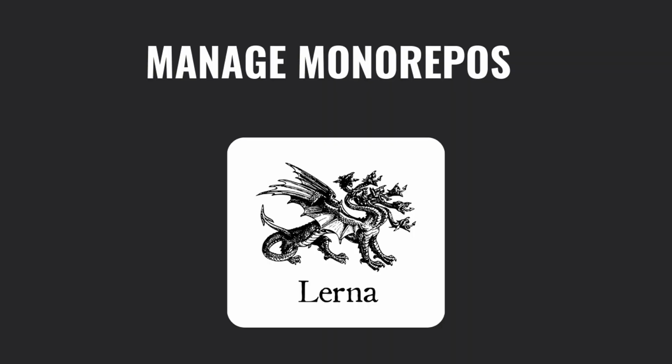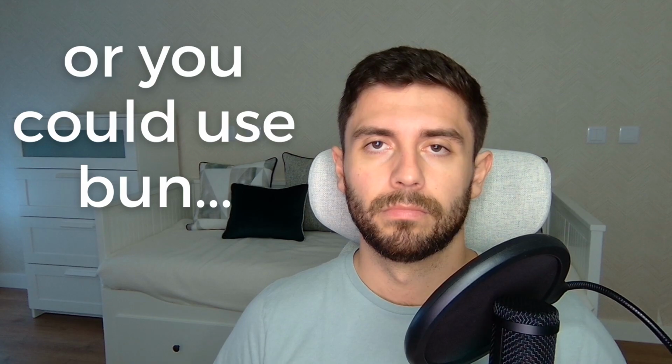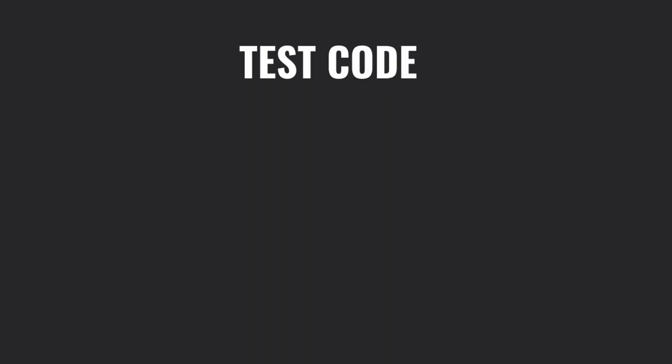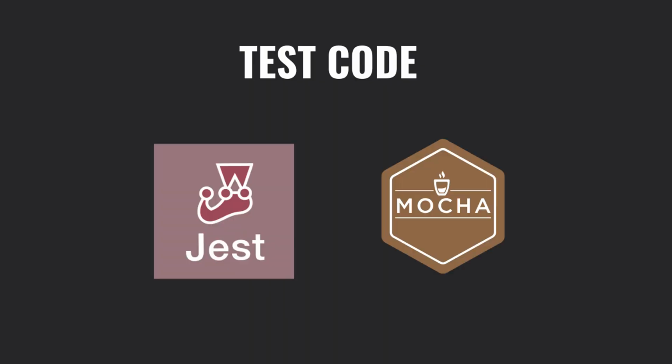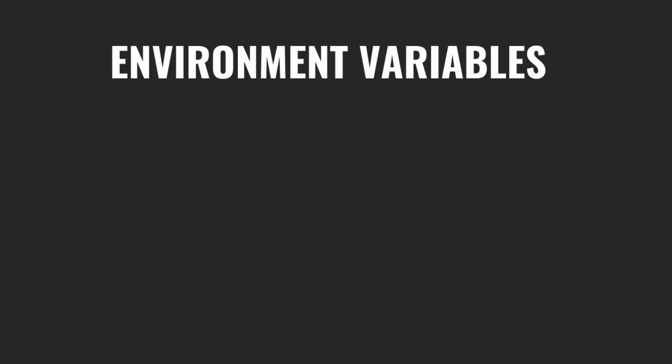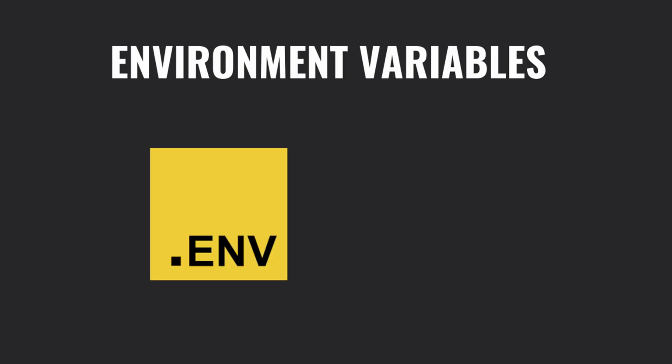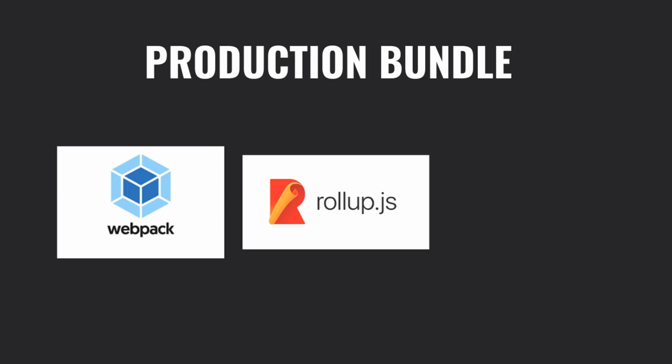You could use Lerna to manage your complex and large monorepositories. Test all your code using tools like Jest or Mocha or BUN. To get your environment variables, use tools like dotenv or BUN. Okay, I get it, just use BUN. Now that your project is ready, you just have to bundle it for production using Webpack or Rollup or... You know what? Let's just use BUN for everything.